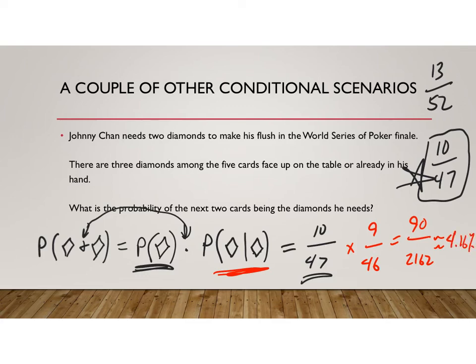4.16%. So again, in this situation, as a poker player going all in, when you have a 4% chance of hitting your big hand here, probably a no-go, but this is an example of conditional probability.